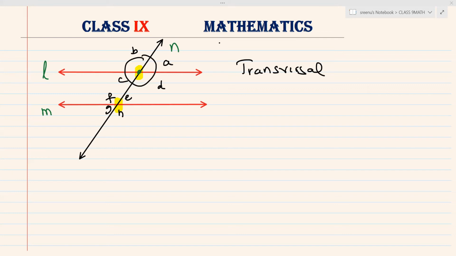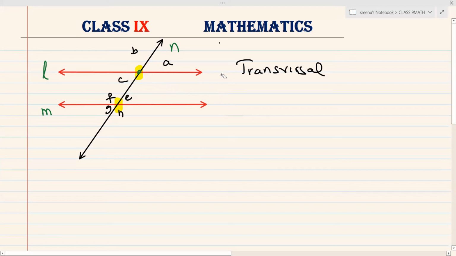Yes, Akansh. Here we can classify some angles: interior angles, exterior angles, alternate angles, co-interior, co-exterior, corresponding angles. According to the textbook, we'll write numbers. So let me write the numbers only. It is easy for you.